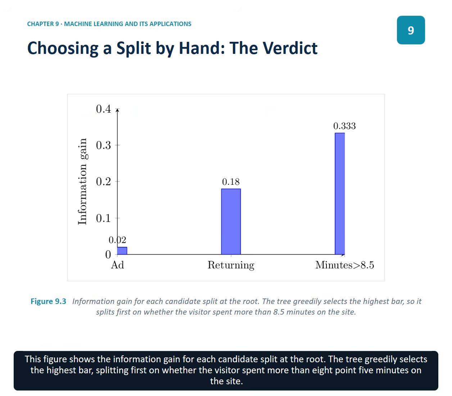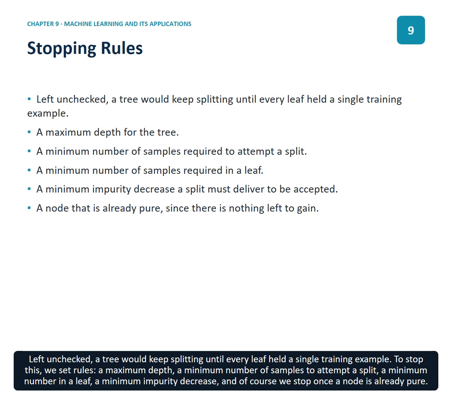This figure shows the information gained for each candidate split at the root. The tree greedily selects the highest bar, splitting first on whether the visitor spent more than 8.5 minutes on the site. Left unchecked, a tree would keep splitting until every leaf held a single training example.